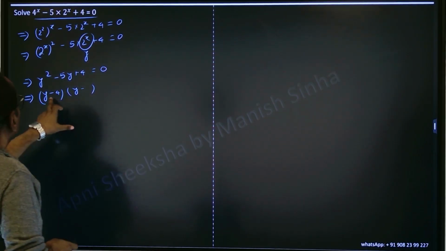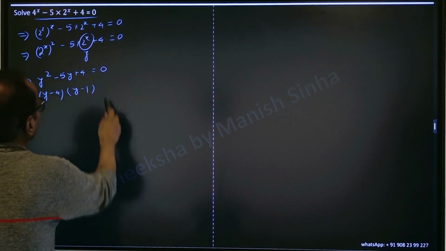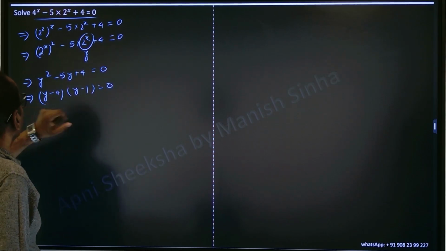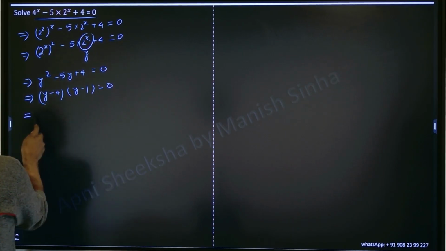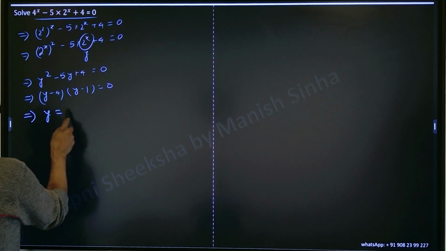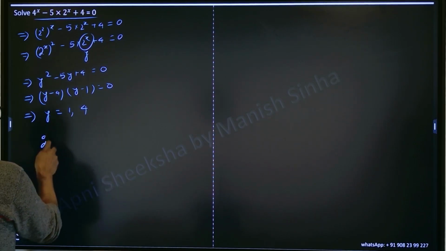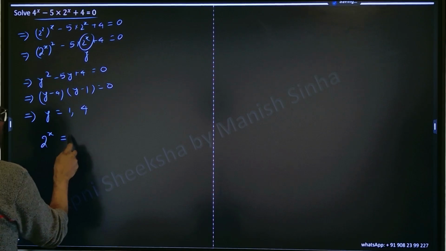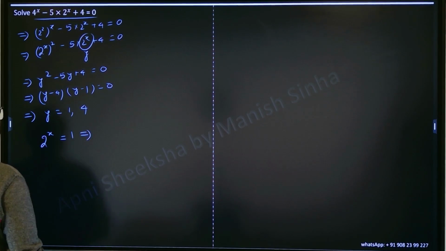What should I write here? Minus 4y minus y, 5y. So we can write like this: minus 4 into minus 1 is 4. Okay, so your y is equal to 1 and 4. You know that you have assumed 2 to the power x as y.